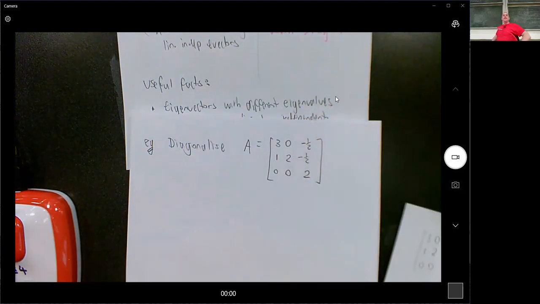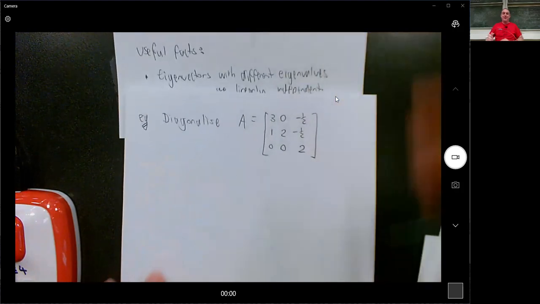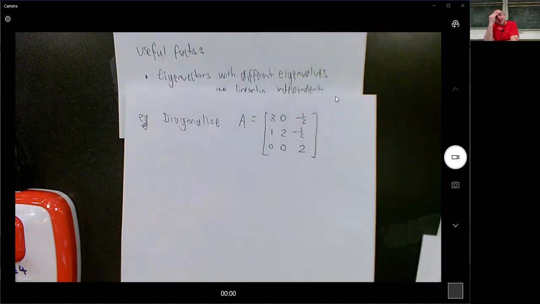This is my matrix. Top row is 3, 0, minus a half. Second row is 1, 2, minus a half. Third row is 0, 0, 2. Okay. Look at me not using whole numbers. I'm terrified this is going to turn to crap, but there we go. So if I diagonalize this matrix, my goal is to find a matrix P and the matching matrix D. So when they say diagonalize, that's what they mean.